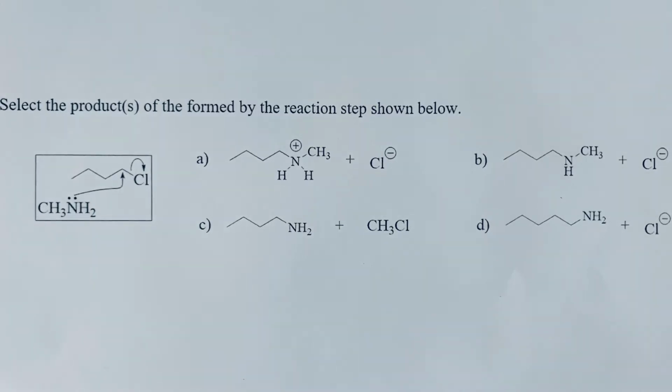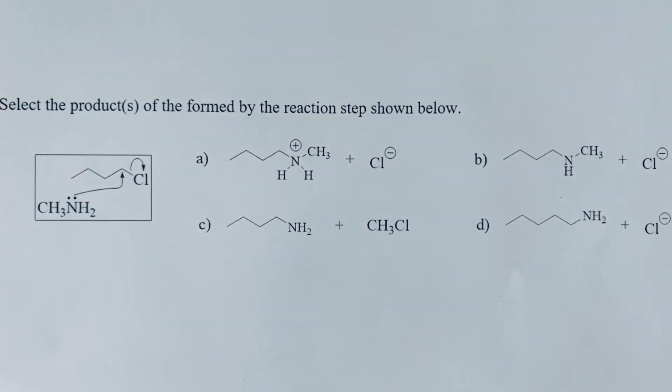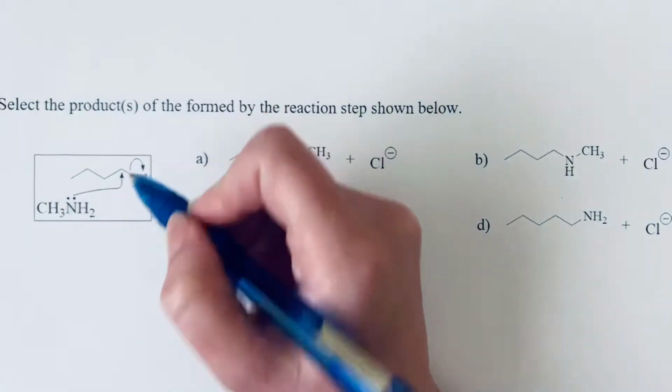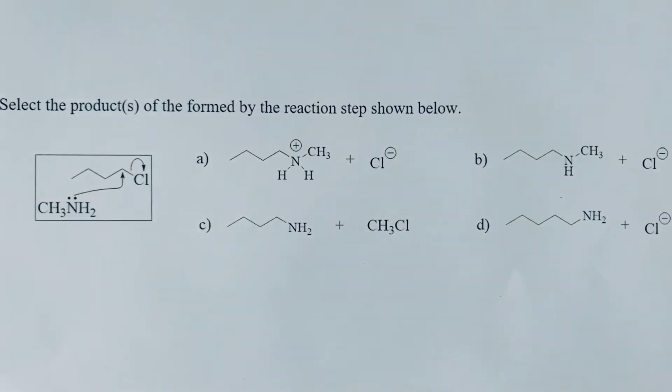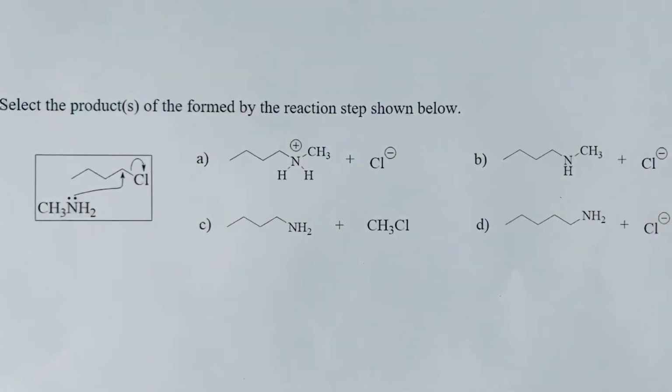Select the products formed by the reaction step shown below. So what we have here is part of a reaction mechanism. And so in a reaction mechanism, these curved arrows always indicate the flow of electrons. And the fact that you have a normal arrow with 2 barbs tells you that you're moving 2 electrons. That will be the case for most of organic chemistry.